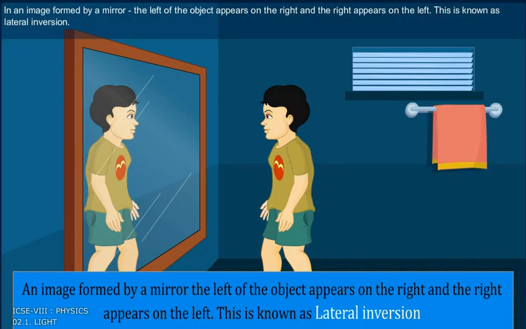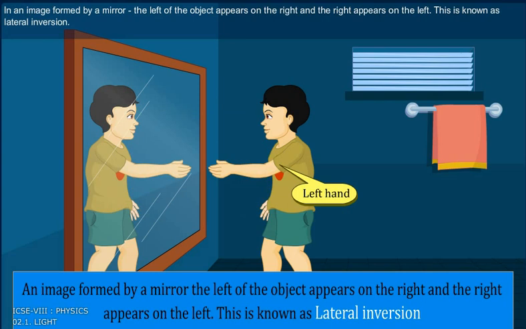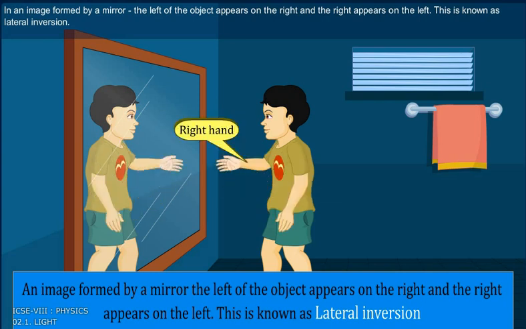In an image formed by a mirror, the left of the object appears on the right and the right appears on the left. This is known as lateral inversion.